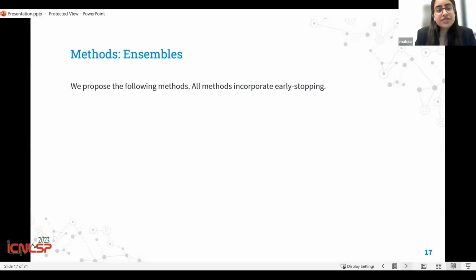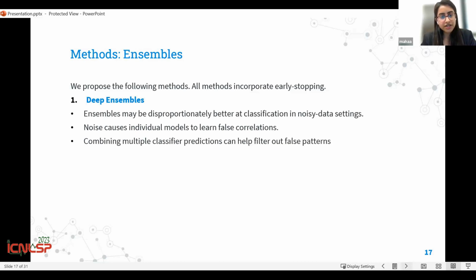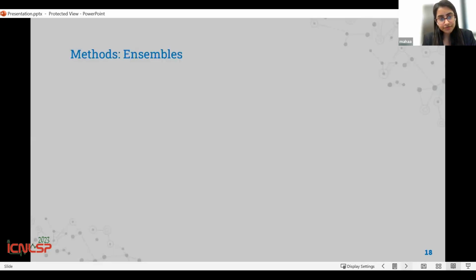Let me get into the methods we use in our work. It should be noted that we incorporate early stopping in all of the methods. The first category of methods is ensembles. We hypothesize that ensembles may be disproportionately better at classification in a noisy data setting. This is because noise causes individual models to learn false patterns or false correlations, but combining predictions from multiple classifiers can help filter out some of those false patterns. It can also help focus on stable patterns in the data.